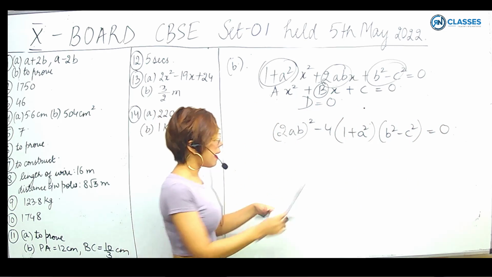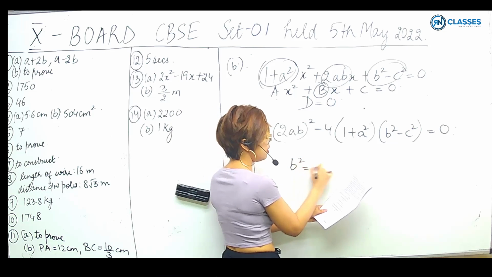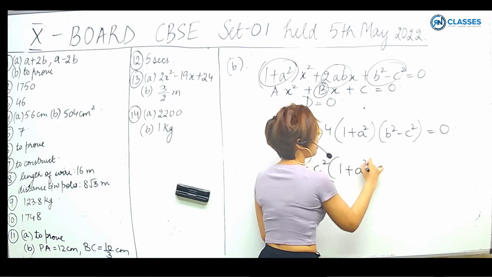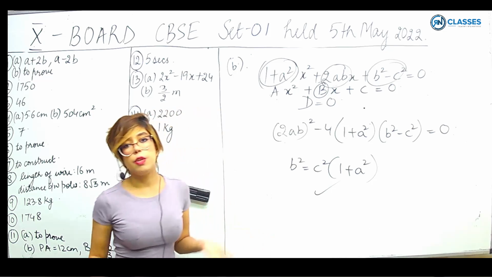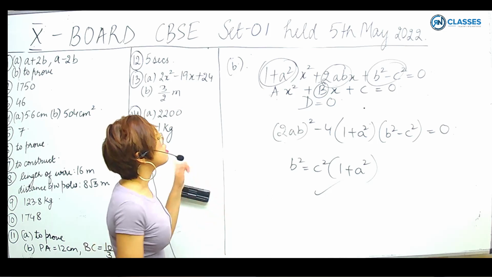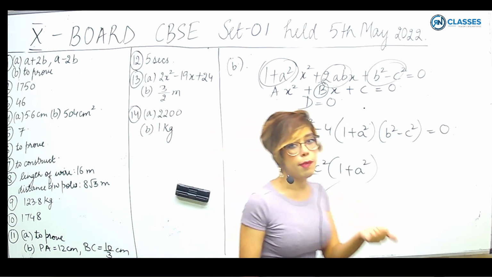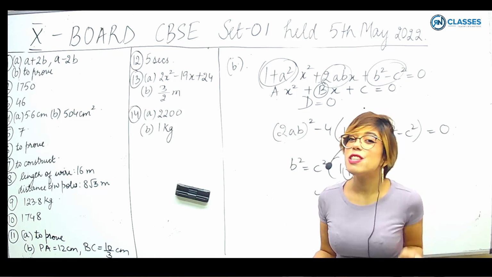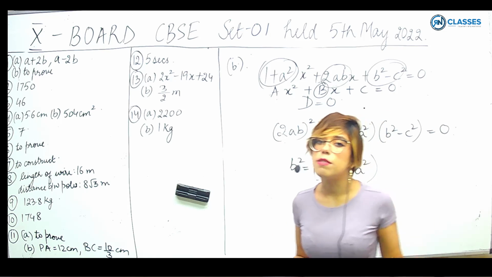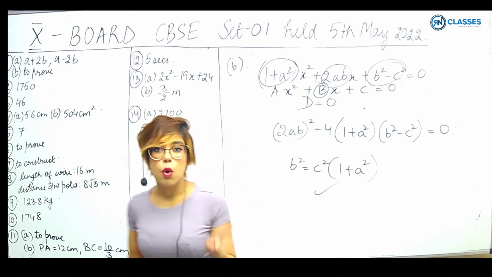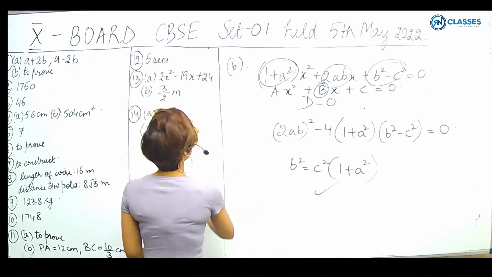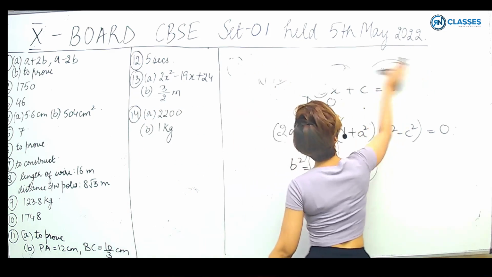Right? Just simplify it and you will get b square is equal to c square into 1 plus a square. Right? Which you wanted to prove. So, between the two questions, I would prefer the first one. Why? Because completing the square, that's a very basic method of solving the quadratic equation. So, I would go with the first one. Now, let's move on to the second question.